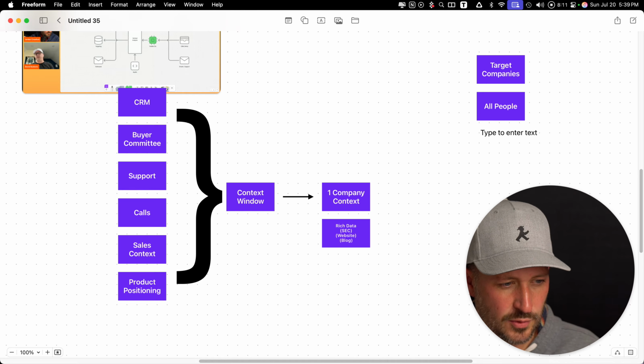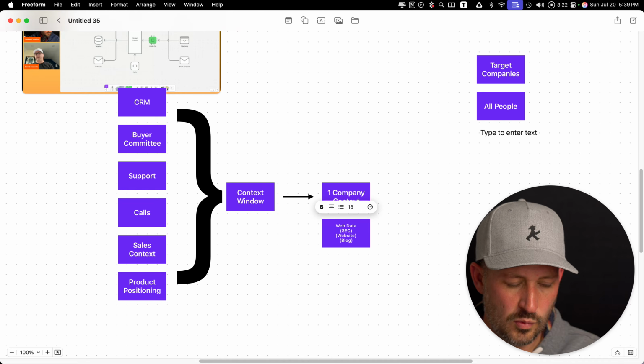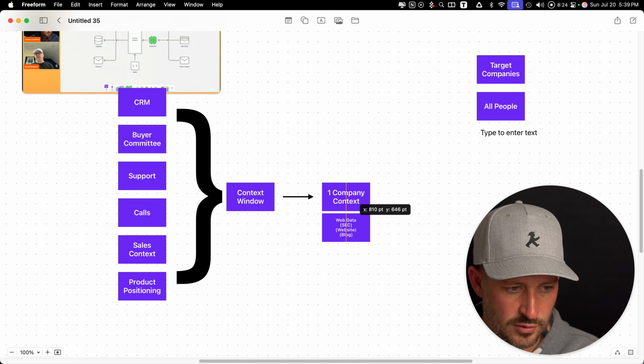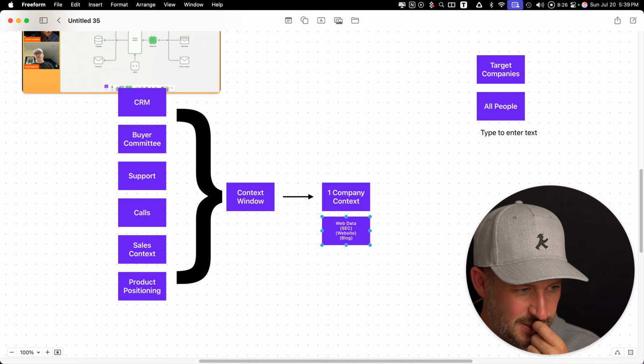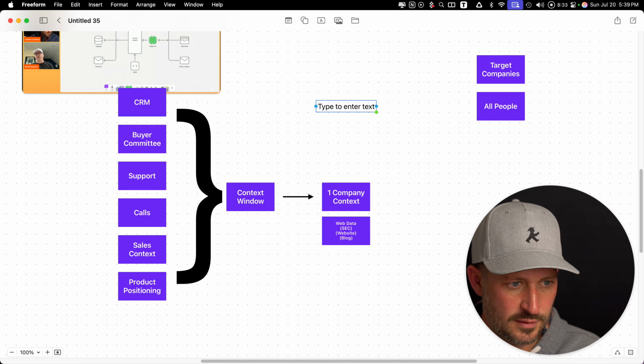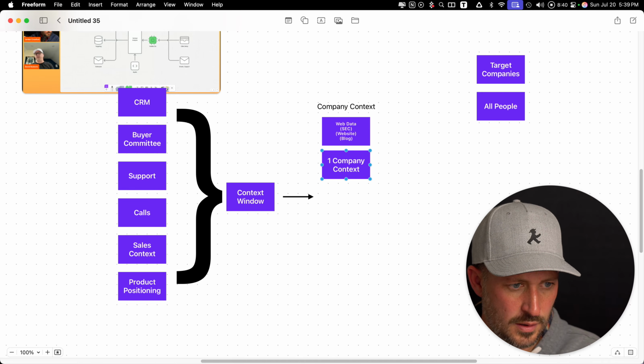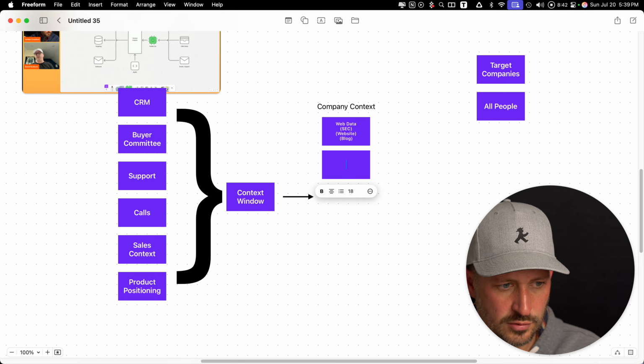And this context window probably, let's see, web data. This web data is going to depend on what you care about. And what you probably also want to do is, and this probably should be labeled this, company context. All internal calls.